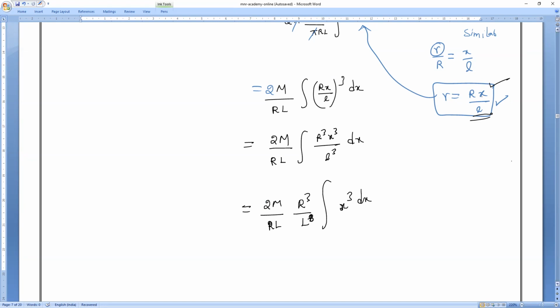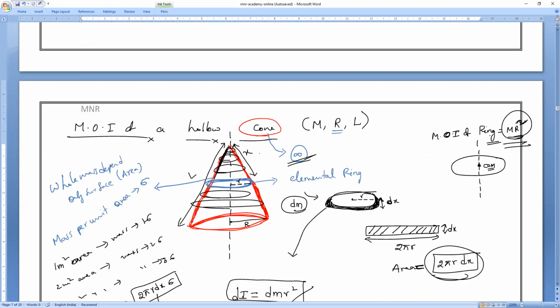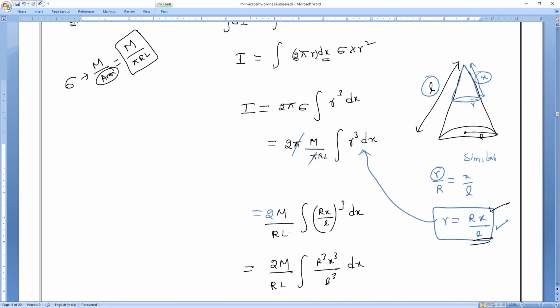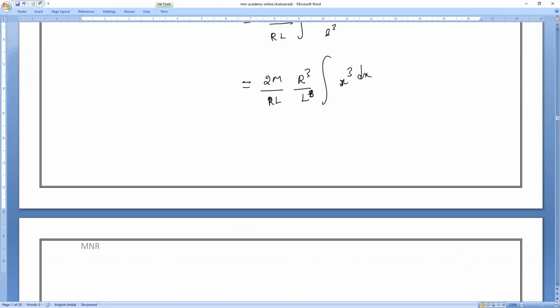Can you tell me the limits, from where to where it will vary? Limit is starting from here, so x is equal to 0. And this last point we used to call as what? X is equal to, everybody? L. X is equal to L. So the limits are varying from 0 to L. So that's all. Now R cube and R will get cancelled. All of you observe. So what else is remaining?